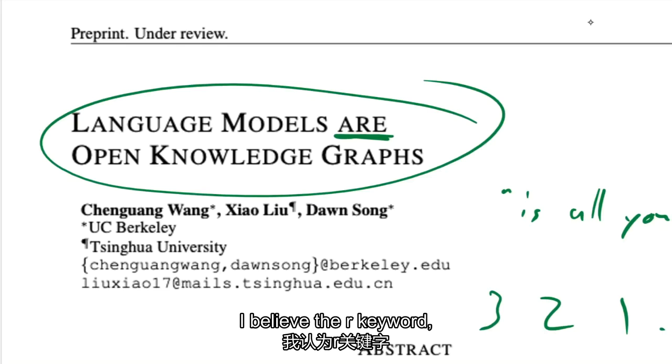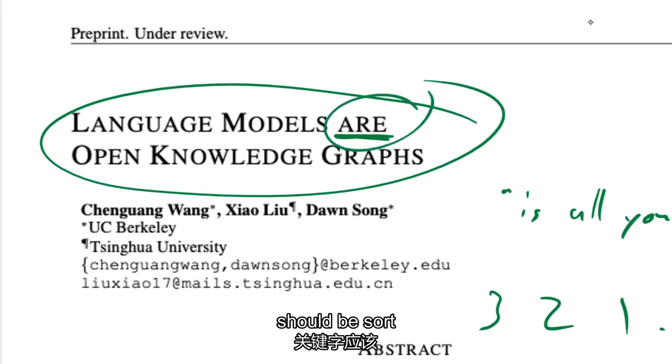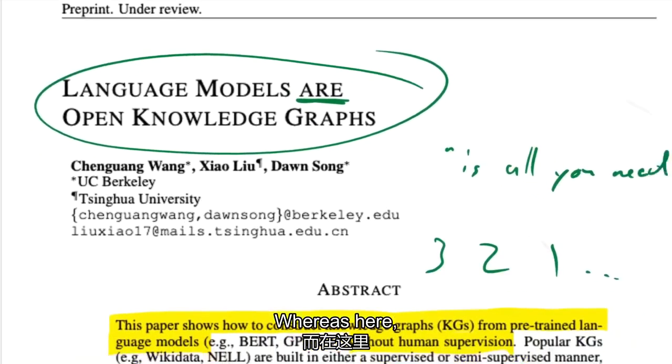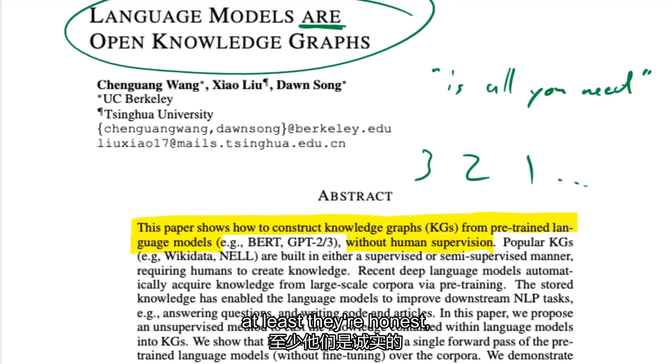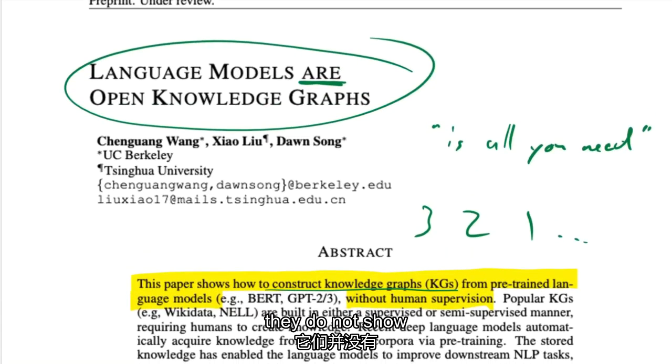However, I believe the "is" keyword should be sort of reserved for when two things are equivalent. Whereas here, at least they're honest, right? In the very first sentence, they say, well, we show how to construct knowledge graphs from pre-trained language models. So essentially, they're going to use a language model to approximately construct a knowledge graph. And they're also going to use a bunch of other auxiliary models that come all pre-trained, but still they do not show an equivalence of language models and knowledge graphs in this paper, not at all.